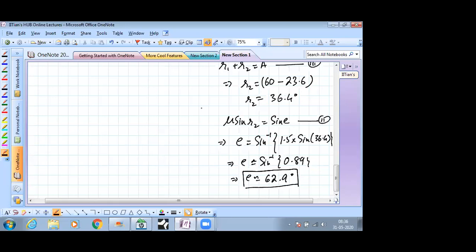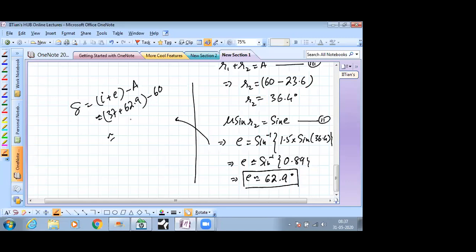That's done now. Once I've got the angle of emergence, I know that the angle of deviation will become i plus e minus A. That was 37 plus 62.9 minus 60. That is approximately 37 plus 2.9, so that is 39.9, or we will say approximately 40 degrees. So this is what the net deviation is in this particular case.